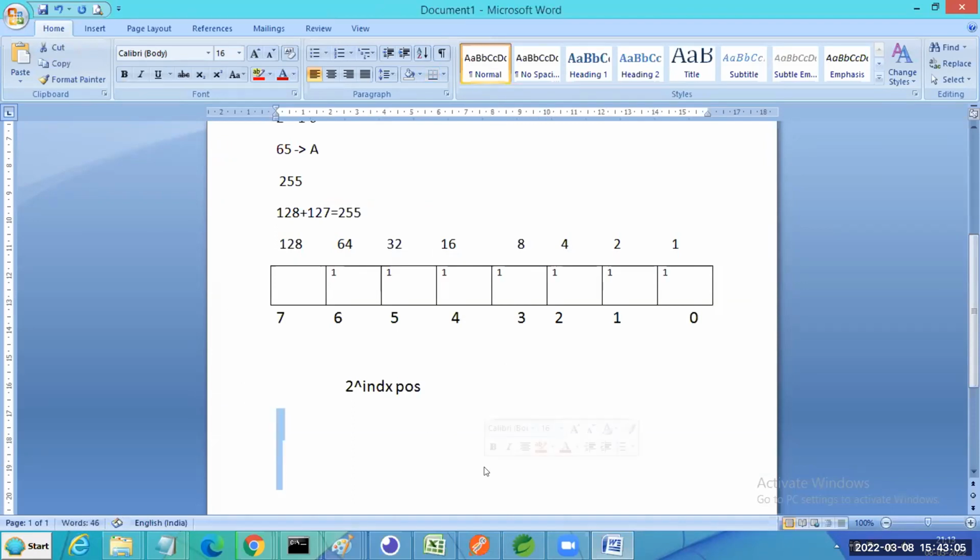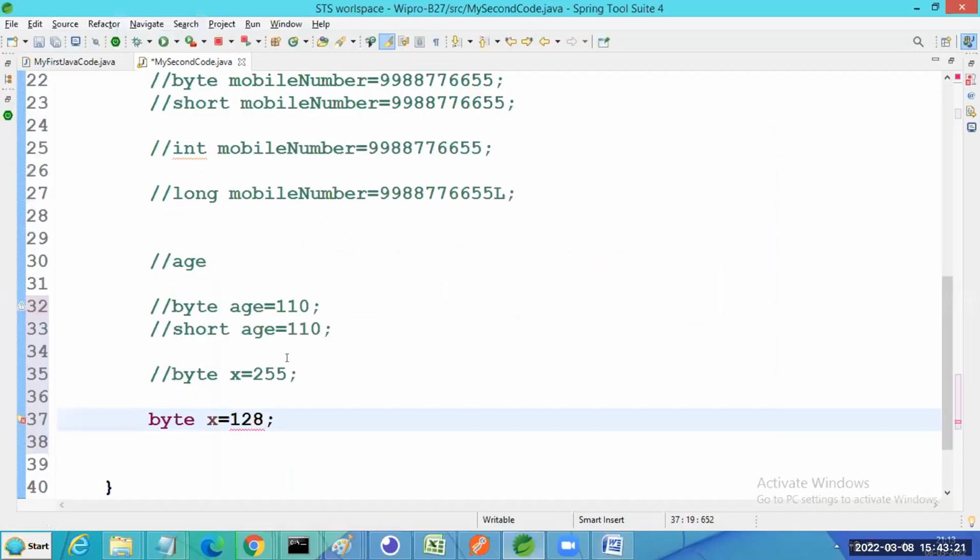So if all of these are 1, what is the sum total? 127. So I can only use these 7 blocks, I cannot use that one. If I was able to use it, what would the maximum number be? 255. But am I able to use that or not? What does my program say? 255 can be stored or not? No, sir. Only 127 can be stored. Even 128 is not possible.